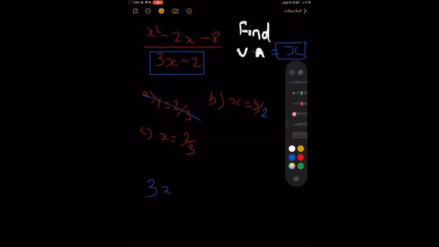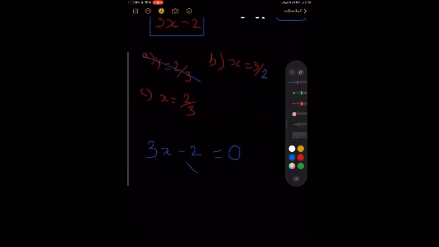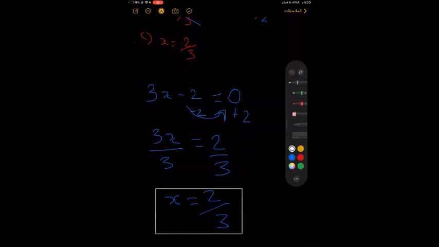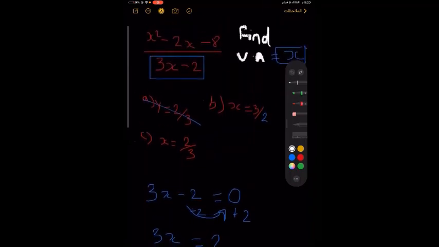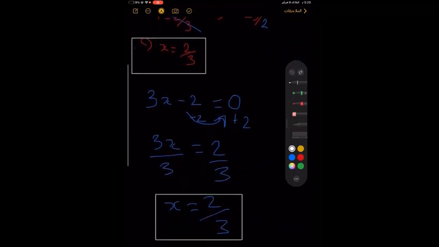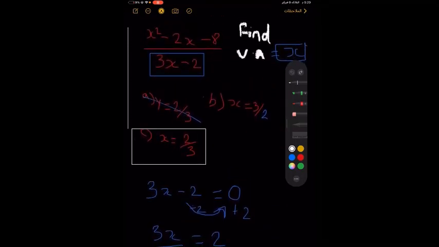So 3x minus 2 equals 0. We will make it equal to 0 and then solve. Move 2 to the other side, so 3x equals 2, because plus 2 plus 2, and then divide by 3. x equals 2 over 3, and this is your vertical asymptote. So we will go to the multiple choice and we will find x equals 2 over 3, and this is our final answer. That is how to find the vertical asymptote.